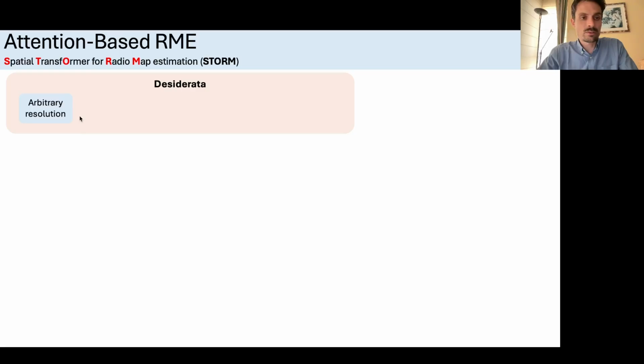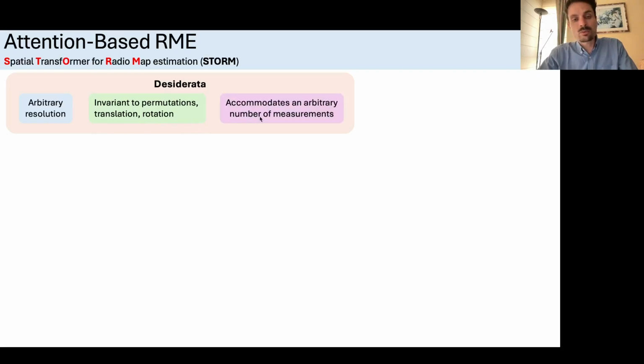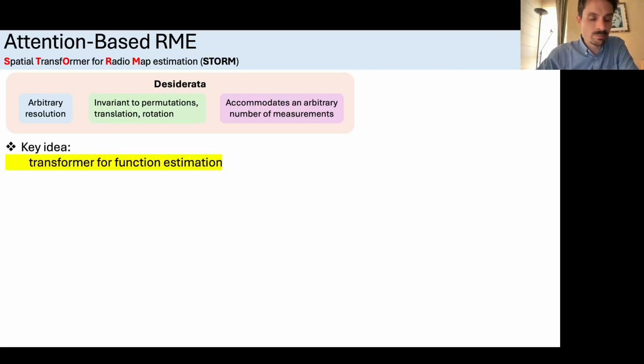Specifically, we would like that its spatial resolution is not limited. We want it to be invariant to permutations of the measurements, invariant to translation, and invariant to rotation. And we would like it to accommodate any number of measurements, even outside the mapping region. So the key idea is, as I mentioned, to apply a transformer for the function estimation problem.